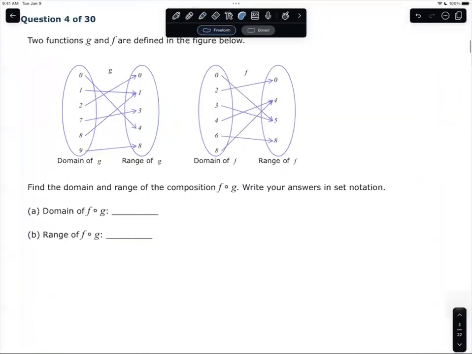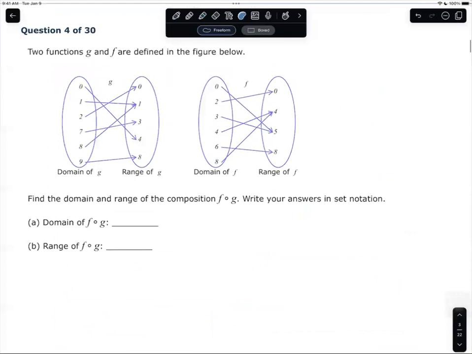So for number 4, we want to look at the function f of g of x. Remember that whenever you plug a number into the function f of g, it's like plugging it into g of x first, and then plugging that output into f. So let's try plugging in a value into the function g. We'll plug something in, we'll get an output, and then we'll plug that into f.